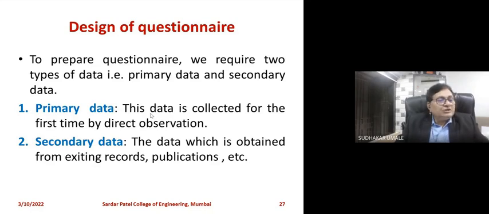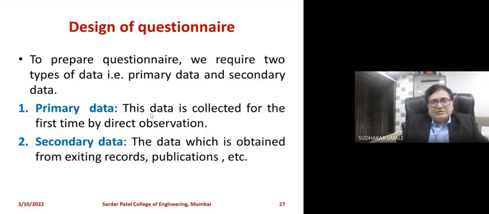Now, design of questionnaire is again very important. You have so many questions. The questionnaire is required for your research work. You are making so many questions through interviews or surveys. Then you have to prepare the plan for design of questionnaires, and hence to prepare a questionnaire we require two types of data. One is called primary data and the second is called secondary data.